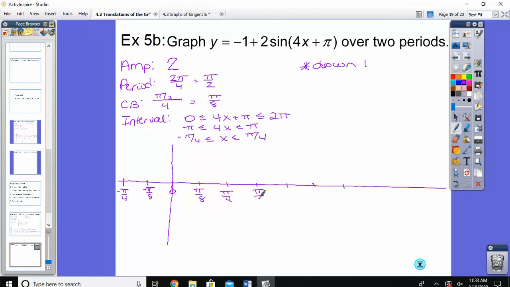So 2 pi over 4 would be pi over 2. 3 pi over 4, 4 pi over 4 is pi, and 5 pi over 4.